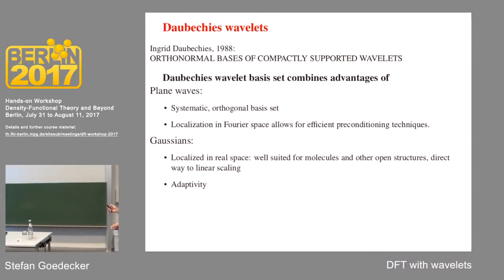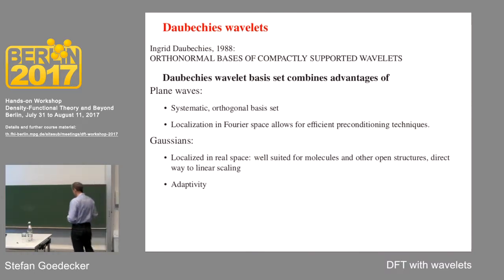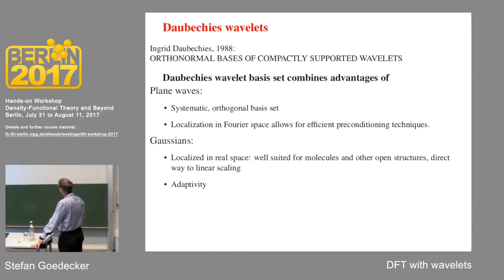So that was a real breakthrough in mathematics, and especially the fact that this basis set is orthogonal, of course, makes it useful for electronic structure calculations, because we know that our orbitals always have to satisfy those orthogonality constraints. So Daubechies wavelets also combine the advantages of the two most popular basis sets. Like plane waves, they are systematic and orthogonal. They are localized in Fourier space, which means that you can take over many of the well-established preconditioning techniques from plane waves. And like Gaussians, they are localized in real space.